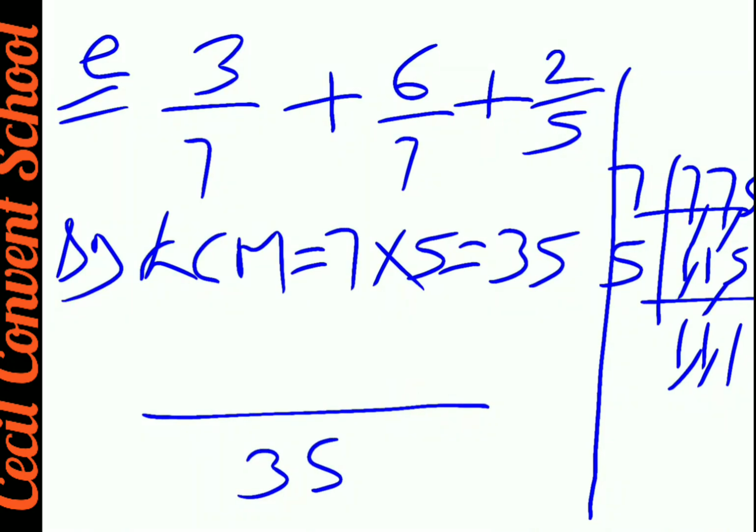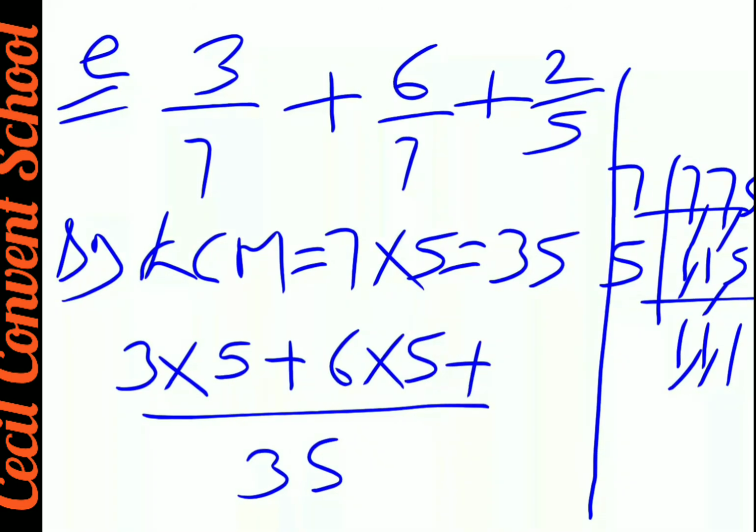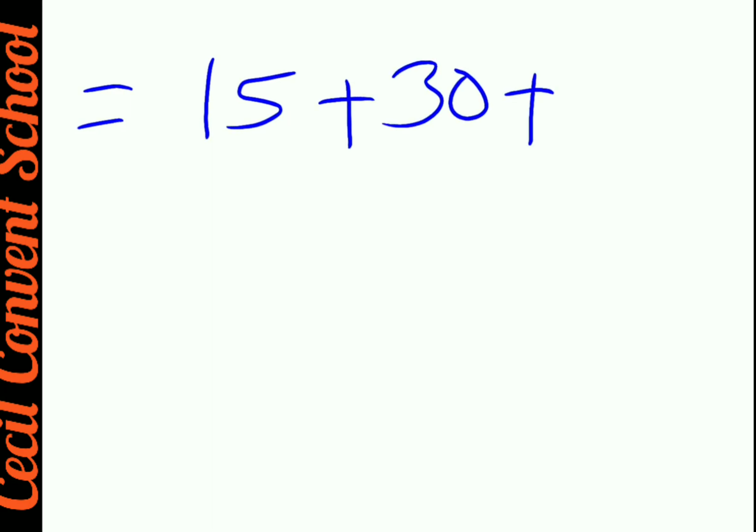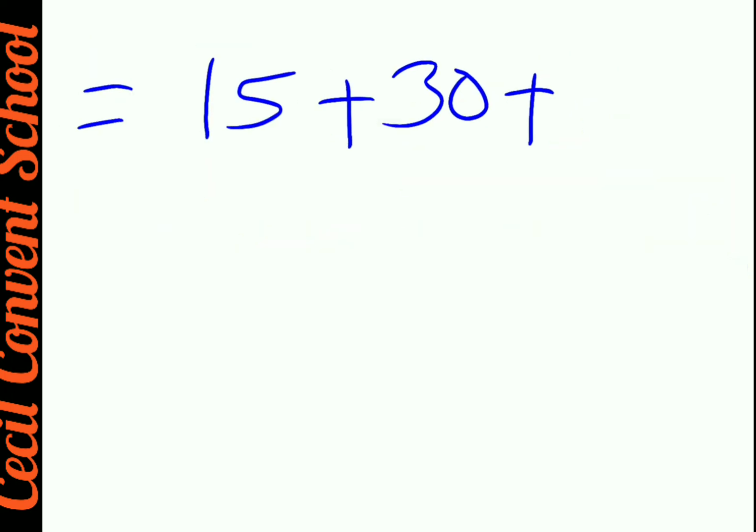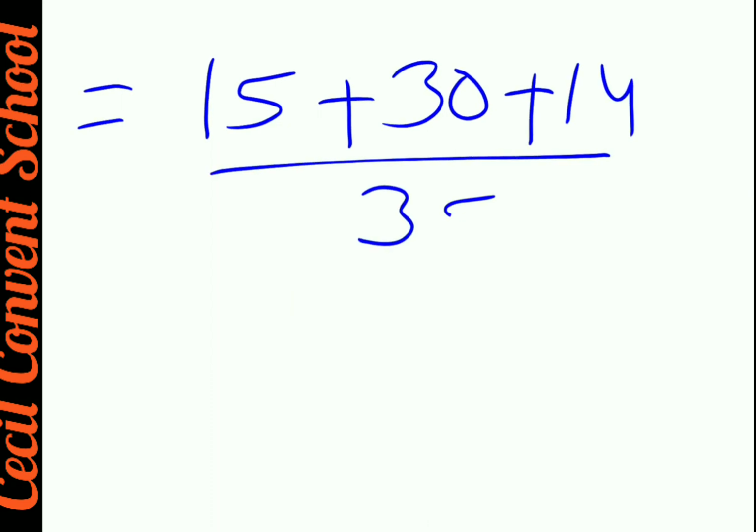Now in the 7 table, 35 comes at 5s. So you have to multiply 3 with 5. And again, 7 means 6 5s. Then in the 5 table, 35 comes at 7s. So you have to multiply 2 with 7. Clear? So when you multiply 3 with 5, the answer will come 15. Then 6 with 5, 30. And then 3 5s are 15, plus 6 5s are 30, then 2 7s are 14, upon 35. Clear?